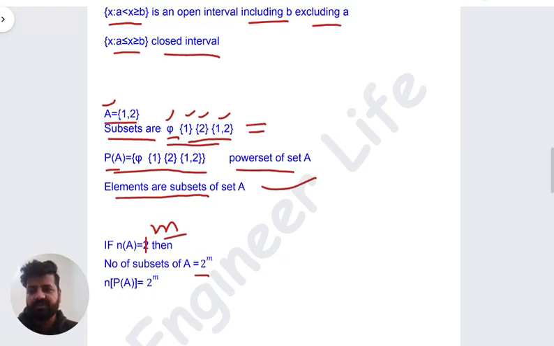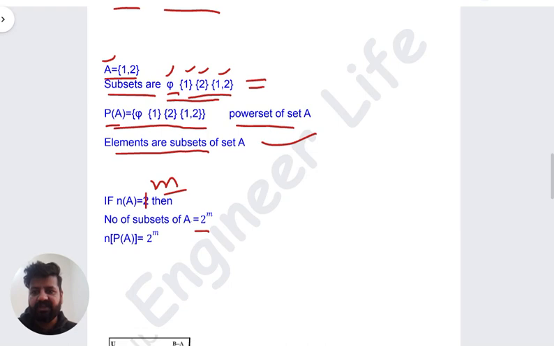Suppose there is a set A, and how many elements are there in set A? 2 elements. Then the number of subsets we can write is 2 to the power M. What is the value of M? M equals 2, and the value of this will be 4. So my dear, as you see, there are 4 subsets of set A.